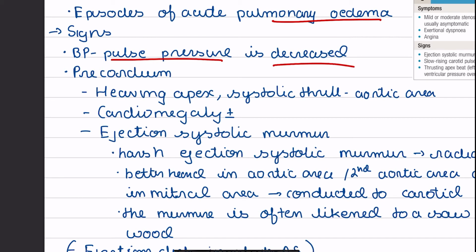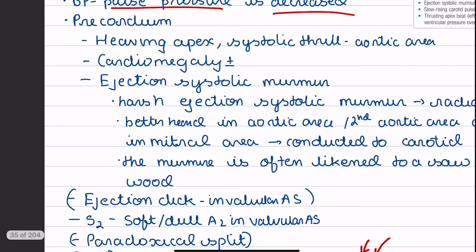the pulse pressure. Now on examination, there is a heaving apex because of the hypertrophy, hyperplasia of the left ventricle. There may also be a systolic thrill in the aortic area, because a thrill is basically a palpable murmur. And cardiomegaly may also be present sometimes, again because of the hypertrophy, hyperplasia.